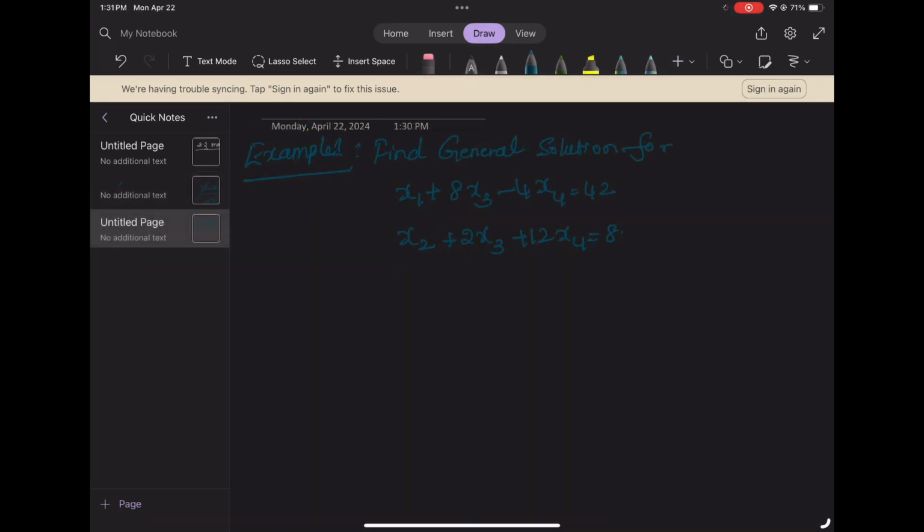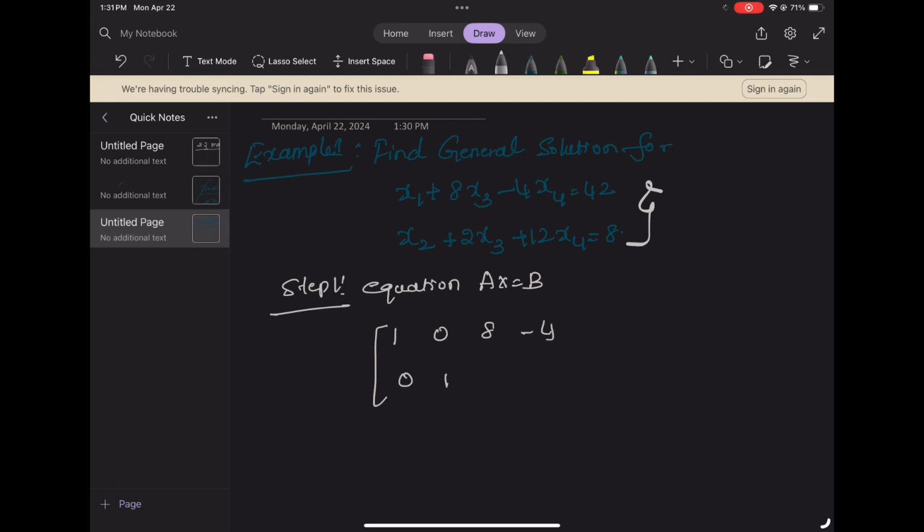Now let us see the first example, that is finding the general solution. The question will be given like this. There are two equations that they have given. So what is the first step? The first step will always be the same: write the equation in Ax = b form. So let us write the Ax = b form. 1, 0, 8, -4, 0, 1, 2, 12.